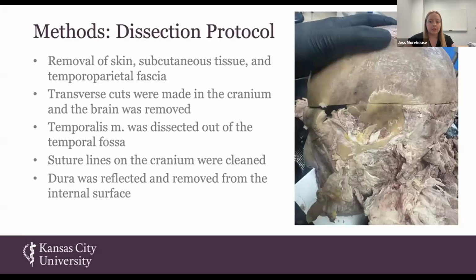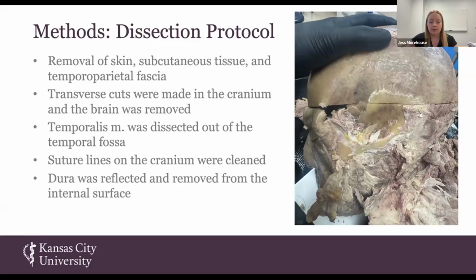When it came to dissection, a lot of the superficial soft tissue was removed from the skulls during the first-year medical student dissections in lab, and transverse cuts were made in the cranium, in most cases superior to where we estimated the location of the pterion to be. The temporalis muscle was removed from the temporal fossa bilaterally, and suture lines were scraped clean to expose up to the bregma and the inion.